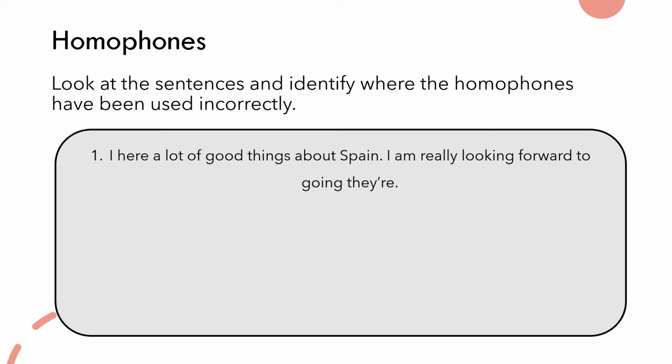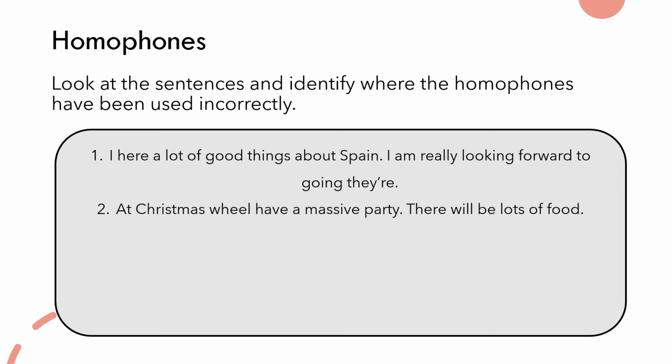So what you need to do is think back to the homophones that we just went through in the table. Have a look at this sentence and see which homophones have been used incorrectly. So which ones do we need to change or alter so that the sentence makes sense? The second one is, at Christmas we'll have a massive party. There'll be lots of food.